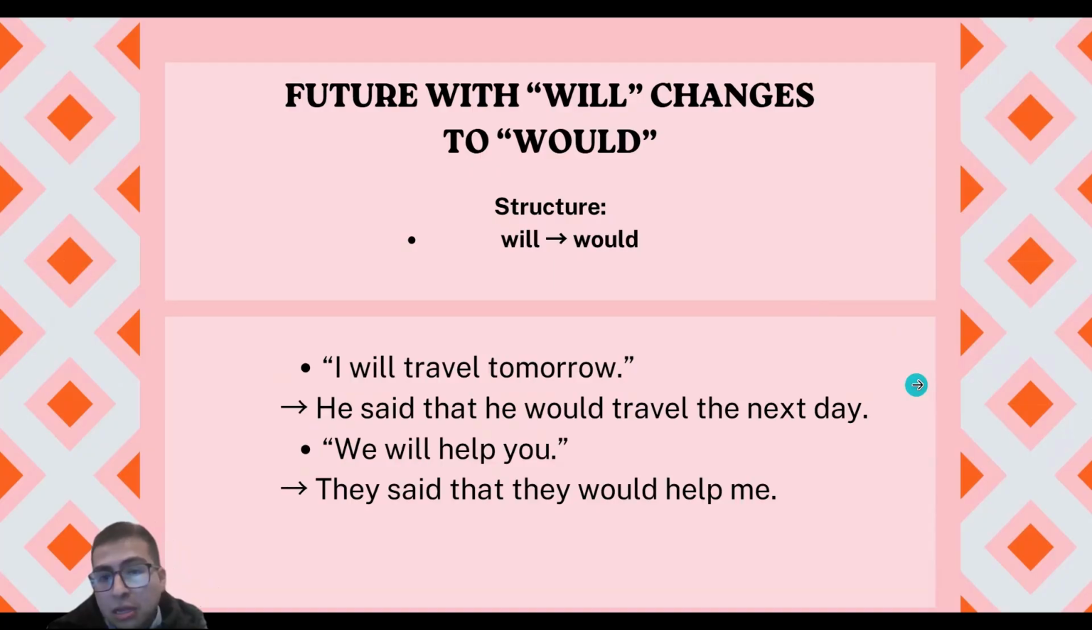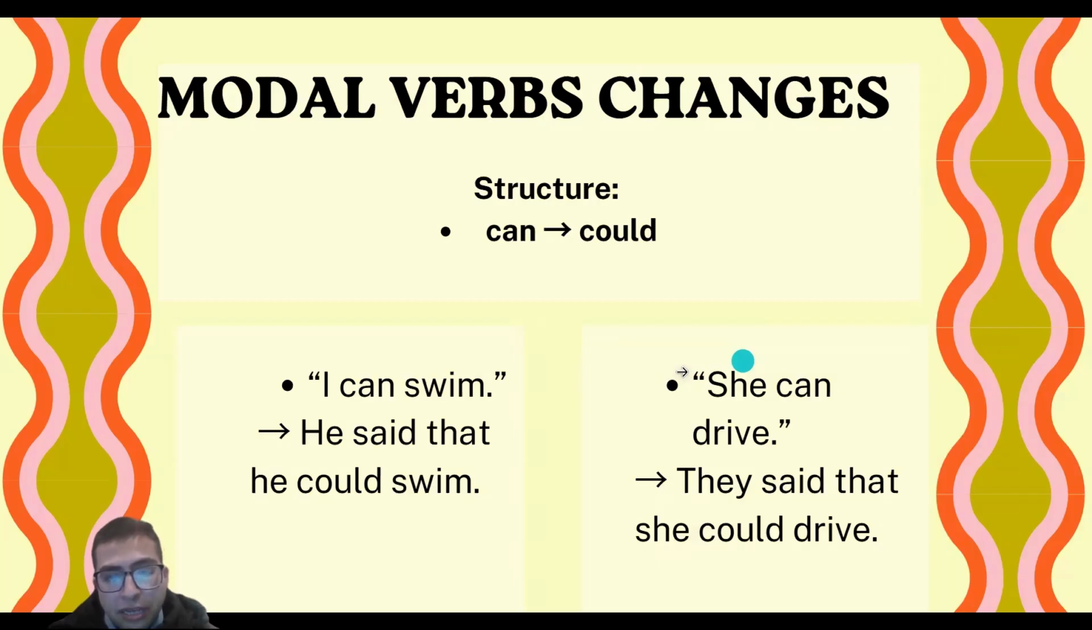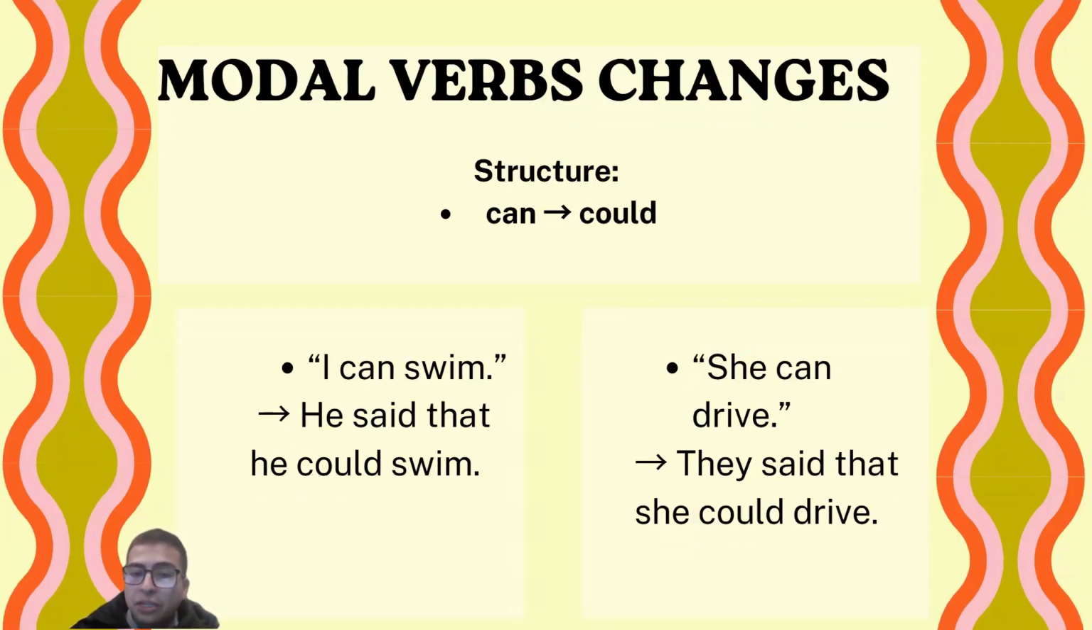Now let's see modal verbs. The modal verb can changes to could. For example, if I say I can swim, in reported speech it becomes he said that he could swim. And another example, if someone says she can drive, in reported speech it becomes they said that she could drive. See, we only have to change the verb can for could.